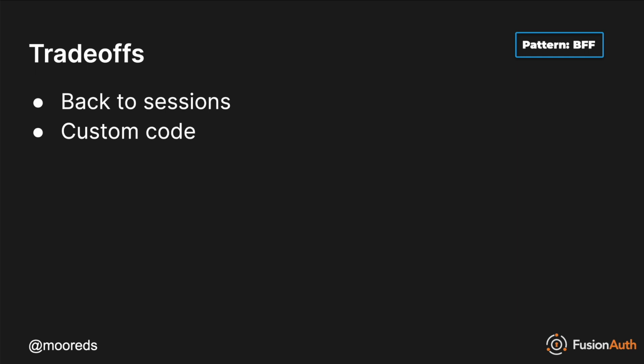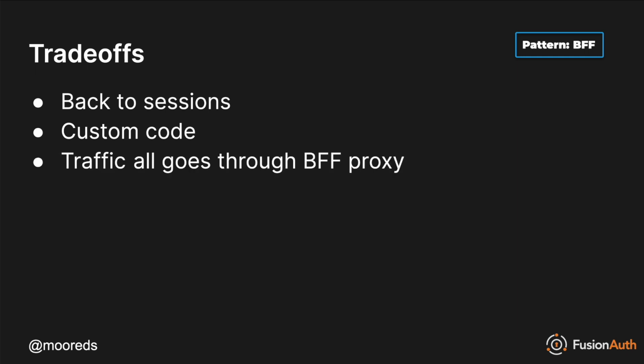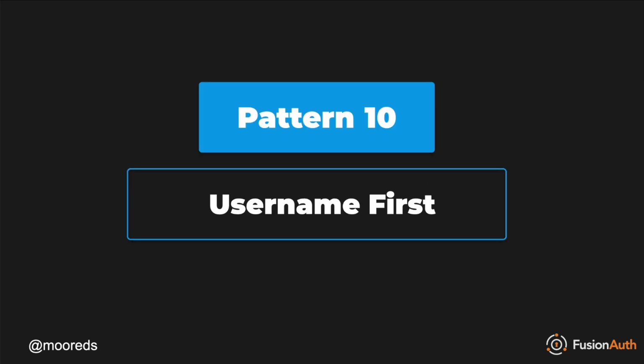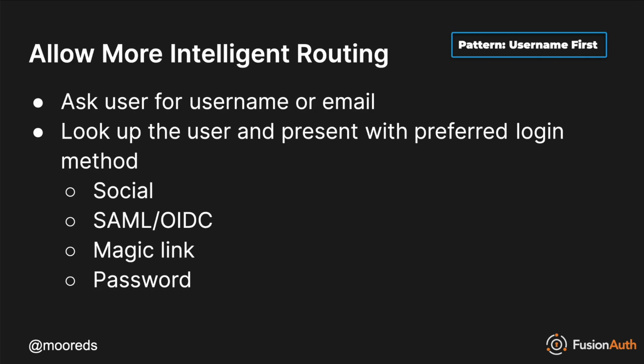Trade-offs are you're back to sessions, essentially, for your interaction between your client and your application. It's going to be custom code, not a lot of custom code, but some custom code. All your traffic goes through this BFF proxy for all your APIs. That means that now is something that you need to think about scaling up and making sure it's available. It's another architectural component, right? So again, you're getting a trade-off of you're getting more security, you're getting a lot more insight, but you have another thing that you need to build or maintain. Let's talk about the username first pattern. This basically allows for more intelligent routing.